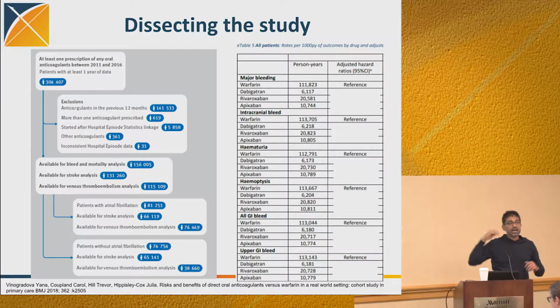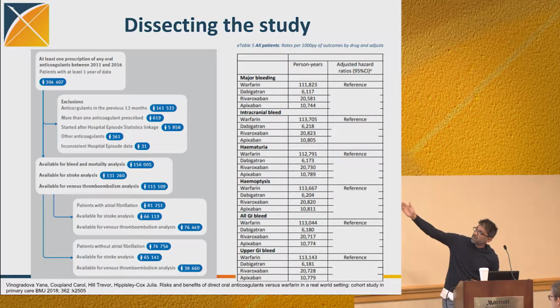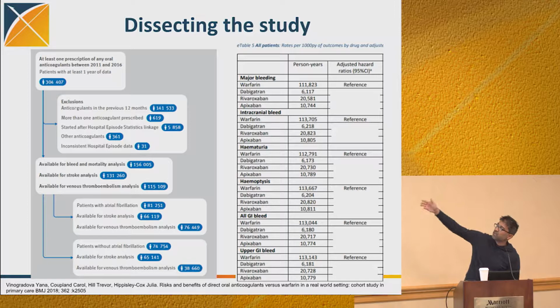So the different types of comparison groups are warfarin, dabigatran, rivaroxaban, and apixaban. These are the 4 groups that the investigator wants to compare amongst each other. They want to compare them for certain types of outcomes. The outcomes are major bleeding, intracranial bleed, hematuria, hemoptysis, all GI bleed, and upper GI bleed.